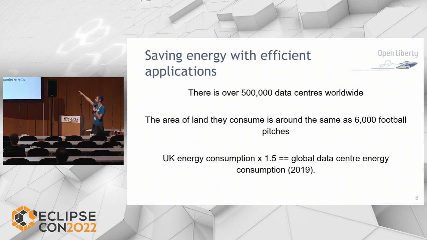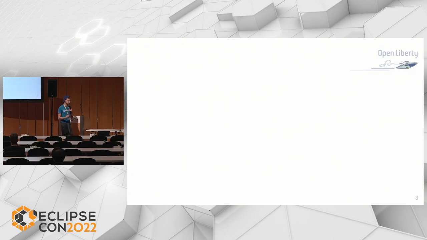So there's 500,000 data centers around the world. The land they consume is 6,000 football pitches, that's European football pitches. And in 2019, that was equal to 1.5 times the UK's energy consumption. So everyone around the world is using these. If you're using Facebook, Twitter, whatever you're doing on your phone, you're using these data centers in the back end, which are consuming massive amounts of energy.